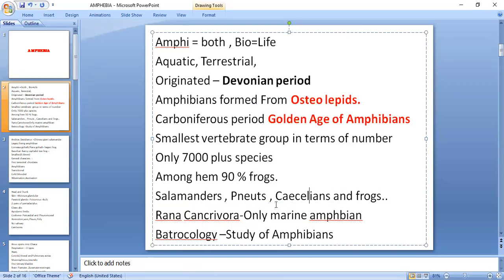It includes salamanders, newts, caecilians, and frogs, Rana cancrivora. This is the only marine amphibian, an exception. Generally, amphibians live in ponds, lakes, or near those areas, and only Rana cancrivora is a marine amphibian. The study of amphibians is known as herpetology, restricted to fishes.